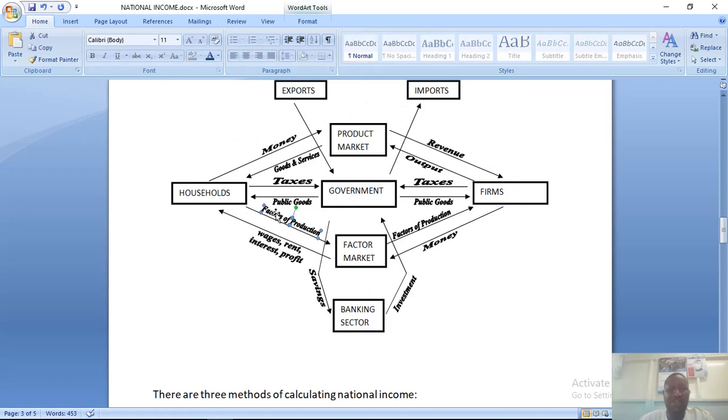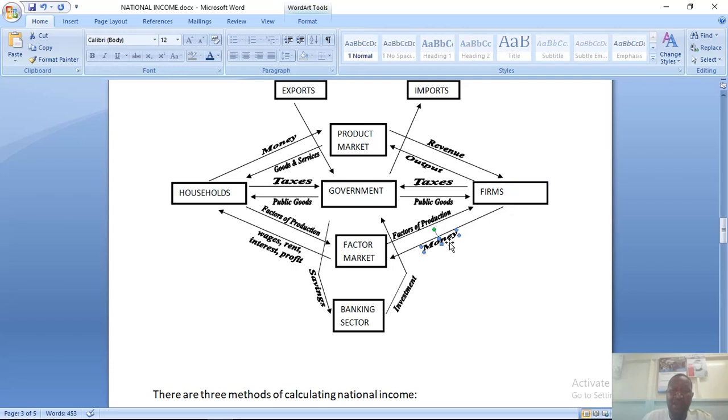These factors of production include land, labor, capital, and enterprise. So households supply those factors of production to a particular market called the factor market. This is the market where factors of production are traded. Who hires the factors of production? Of course, firms hire the factors of production, and firms do not use these factors of production for free.